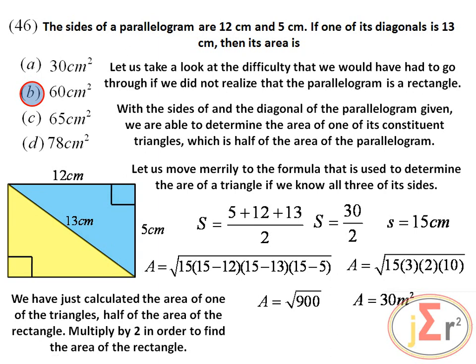So in order to determine the area of the parallelogram, we will multiply that 30 by 2. So the area is equal to 30 multiplied by 2, which is equal to 60 centimeters squared. And that is what we have right there as our answer.